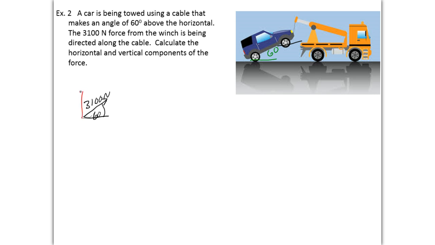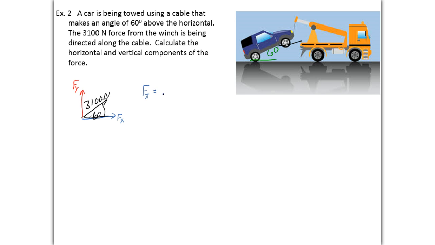So how much of the force is going vertical? And how much of this force is horizontal? So two formulas you were told last class to figure out the horizontal component.